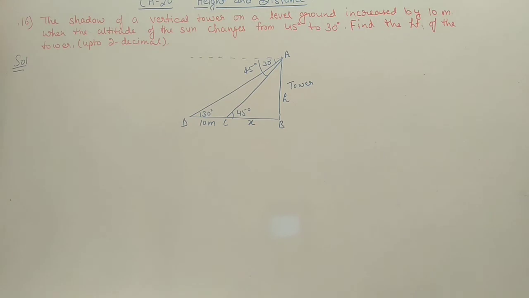Question number 16. The shadow of a vertical tower on the ground increased by 10 meter when the altitude of the sun changed from 45 degree to 30 degree. Find the height of the tower up to 2 decimal places.